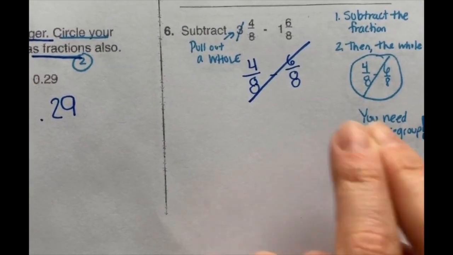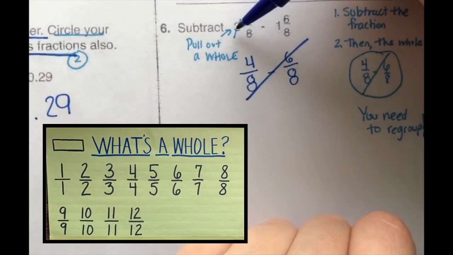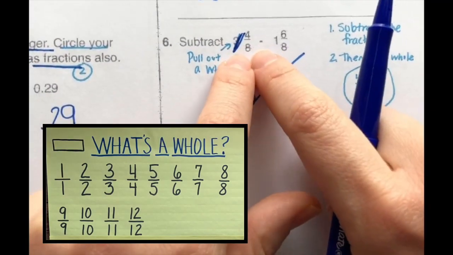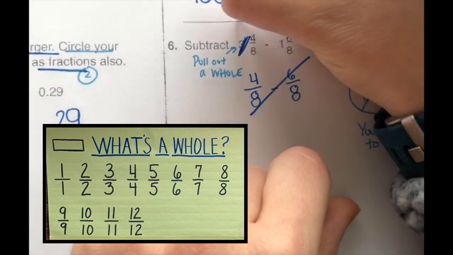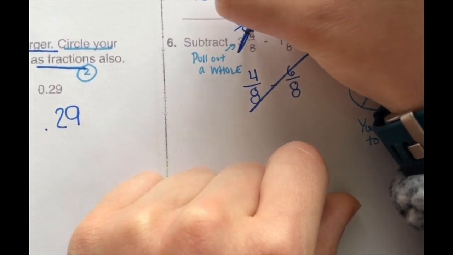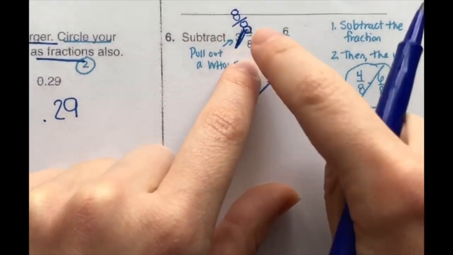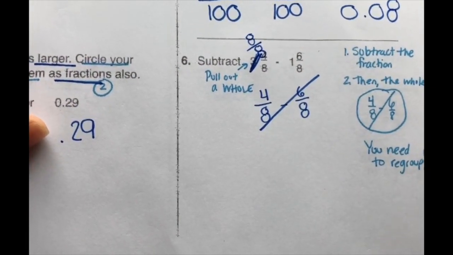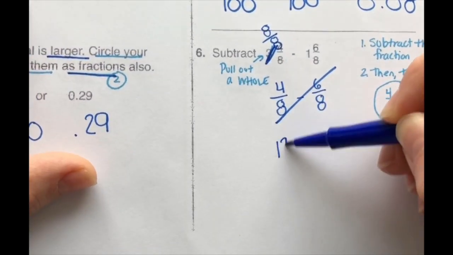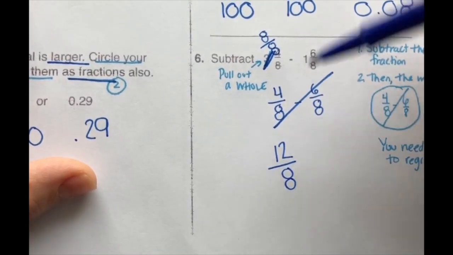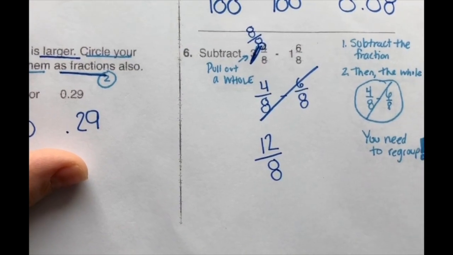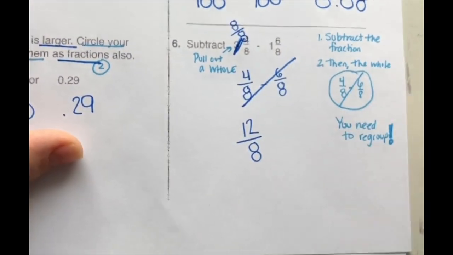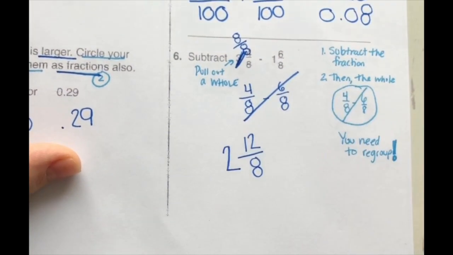How we regroup is we pull out a whole. So we're gonna take a whole from this 3, and the whole, if we look at this fraction, name that whole, we're gonna use 8/8. So we have to do 8/8 plus our 4/8, right? So denominators are the same, so we can do that. We get our 12/8. But we took out a whole from our whole number here, so 3 wholes minus 1 whole, since we took out that whole of 8/8, gives us 2.